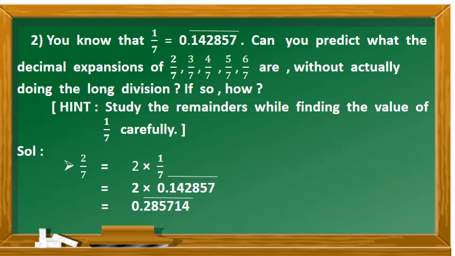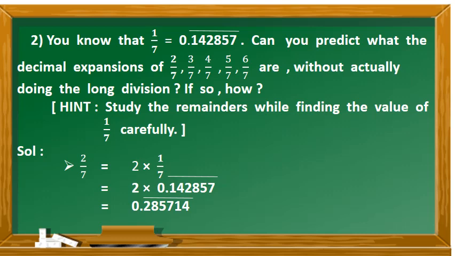Now first of all, before getting into the solution, we will know about the hint that is given over there. That is, on dividing 1 by 7, the remainder 1 becomes the same as the dividend. So it means the division process becomes the same as it was from the beginning. So the decimal expansion in the quotient gets repeated. That is, 142857 gets repeated. So that's why 1 by 7 is equal to 0.142857 bar. Now we will go on to the solution.